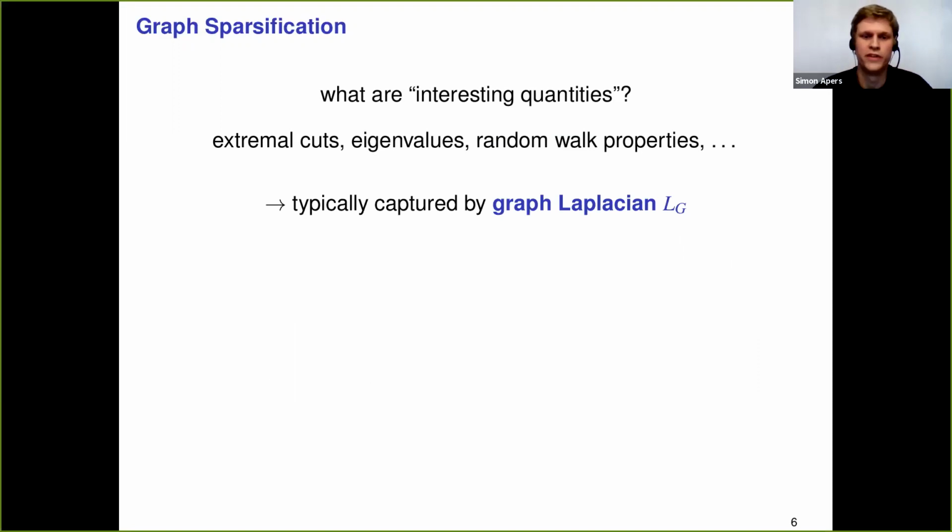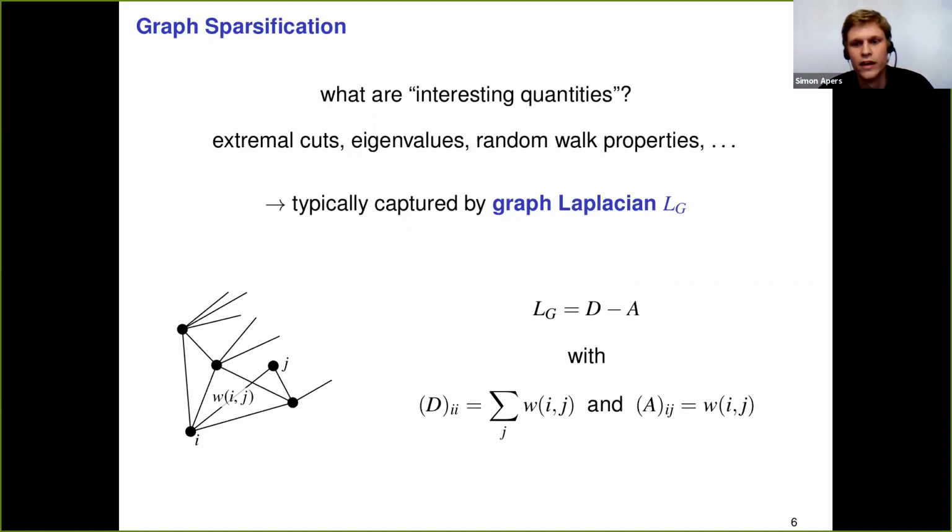Now, many of these properties are captured by what we call the graph Laplacian, L_G, which is a linear algebraic characterization of the graph. So specifically, we define the graph Laplacian of a graph G to be equal to D minus A, where D is a diagonal matrix containing the sum of the weights of the edges leaving node i. So basically, if the graph were unweighted, this would just be the degree. And A is the weighted adjacency matrix. So at the entry ij, we get w_ij.